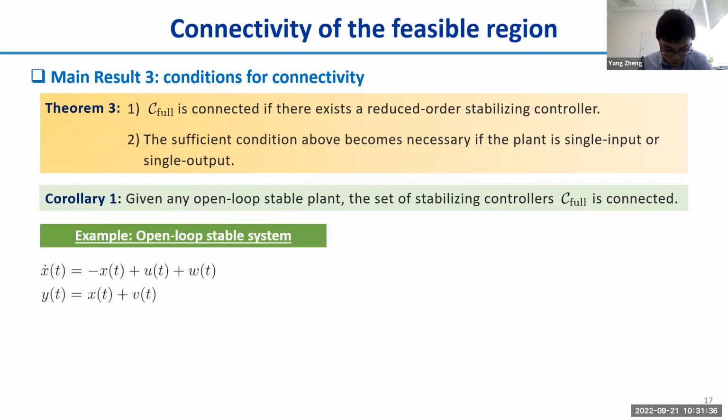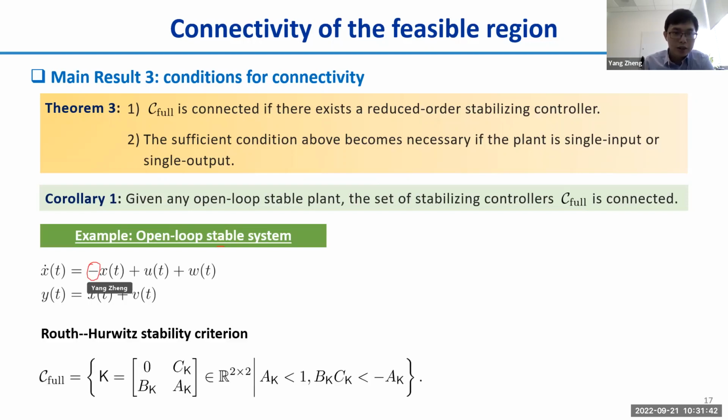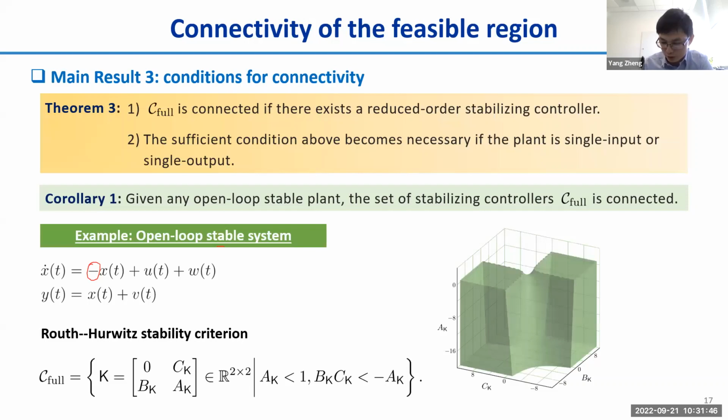And here are two examples. The first example is an open loop stable system. So here we have a stable system, and then you write out the condition, and you can plot the feedback region. This is how we found the example I showed you before. In this case, the set is non-convex but connected.